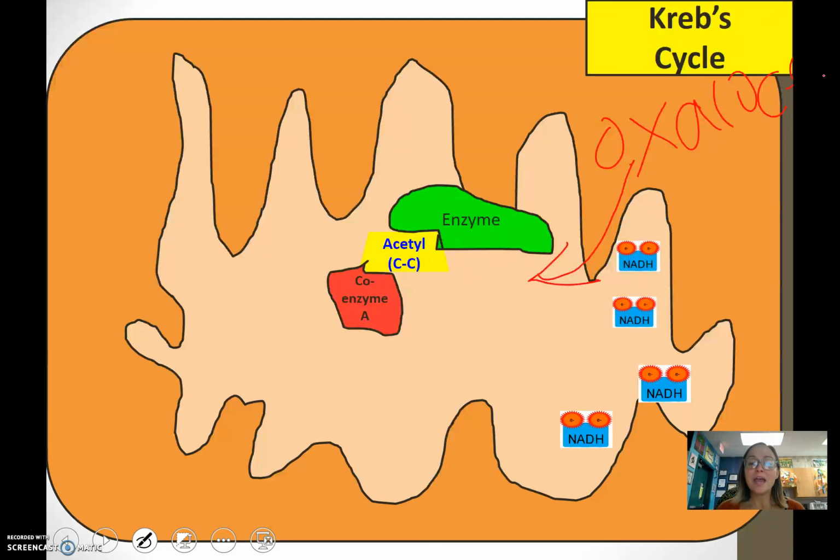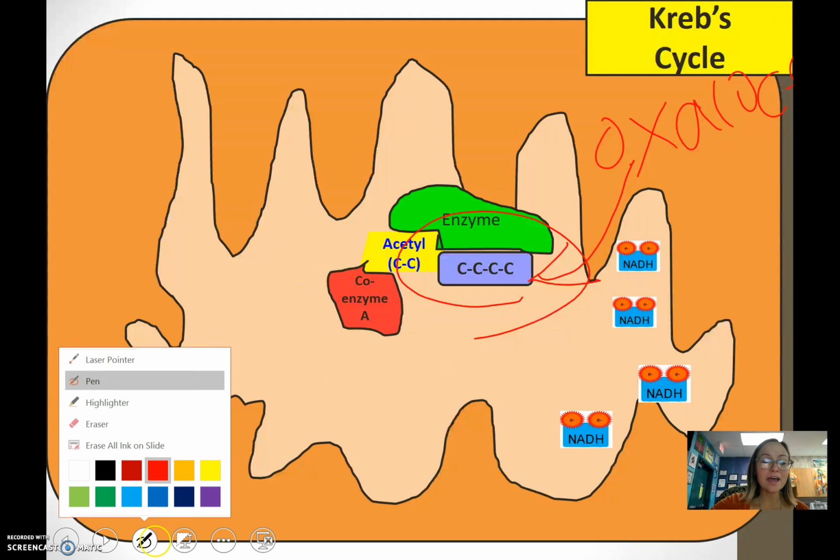Oxaloacetate, doesn't really matter. And so at the end of the Krebs cycle, we're going to need this oxaloacetate all over again, so the next acetyl-CoA can come in. So this Krebs cycle is a cycle. It's going to move through a series of steps where at the end of it, we will have oxaloacetate again, so that way it can continue.